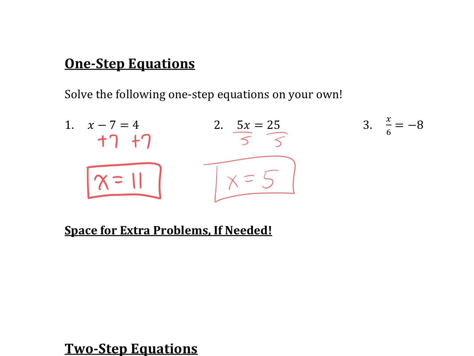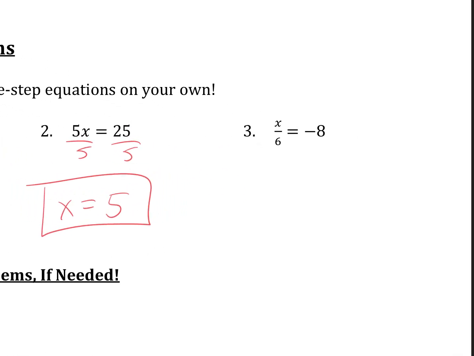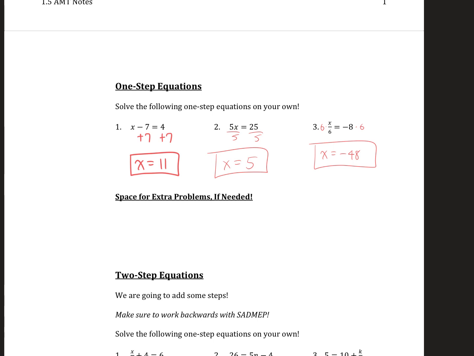Nice. And the last one here, we have x divided by 6 equals negative 8. What's the opposite of dividing by 6? We're going to multiply by 6 on both sides. So we get x equals, what's negative 8 times 6 going to be? It's negative 48. And there we go. All right, and there's some extra problems here if you need. In class, if we need extra time with that, we can do that. Otherwise, we're going to keep moving here.